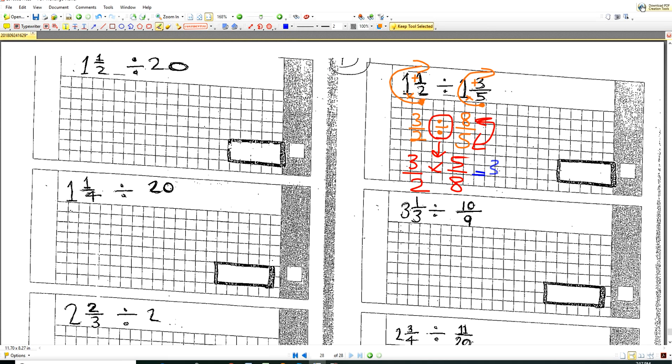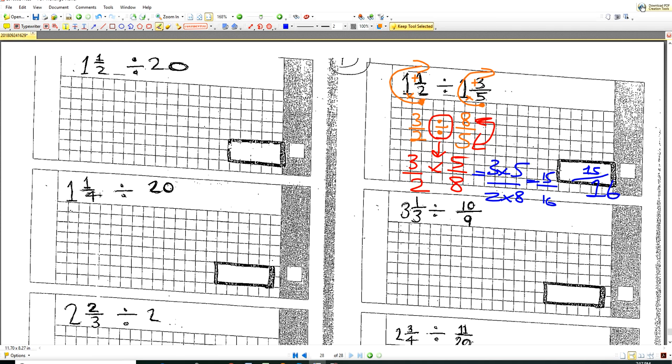So we do 3 times by 5 and 2 times by 8. So that'll give you 15 over 16. And that's the end of our question. That's a nice proper fraction. And we can finish that question there. Let's have a look at another question before we end this video.